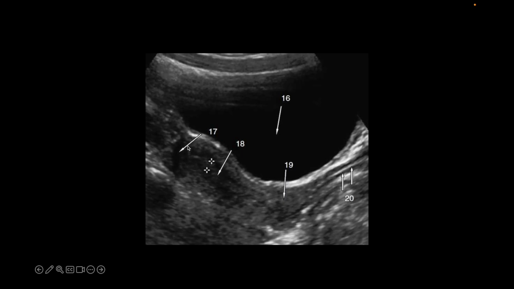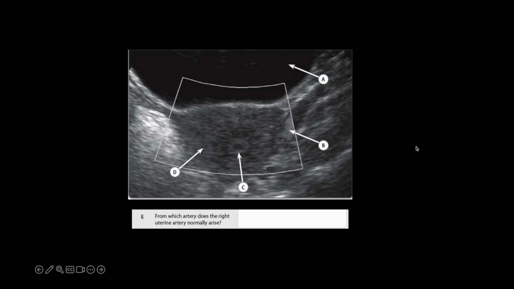So, 17 is the myometrium. This outside part is all myometrium. 18 is the endometrium, which is this hyperechoic line in the middle. 19 is the cervix, and then 20 is the vagina. So actually, the introitus is out here, then the vagina, then the cervix, and then the uterus like this. So this is sagittal.